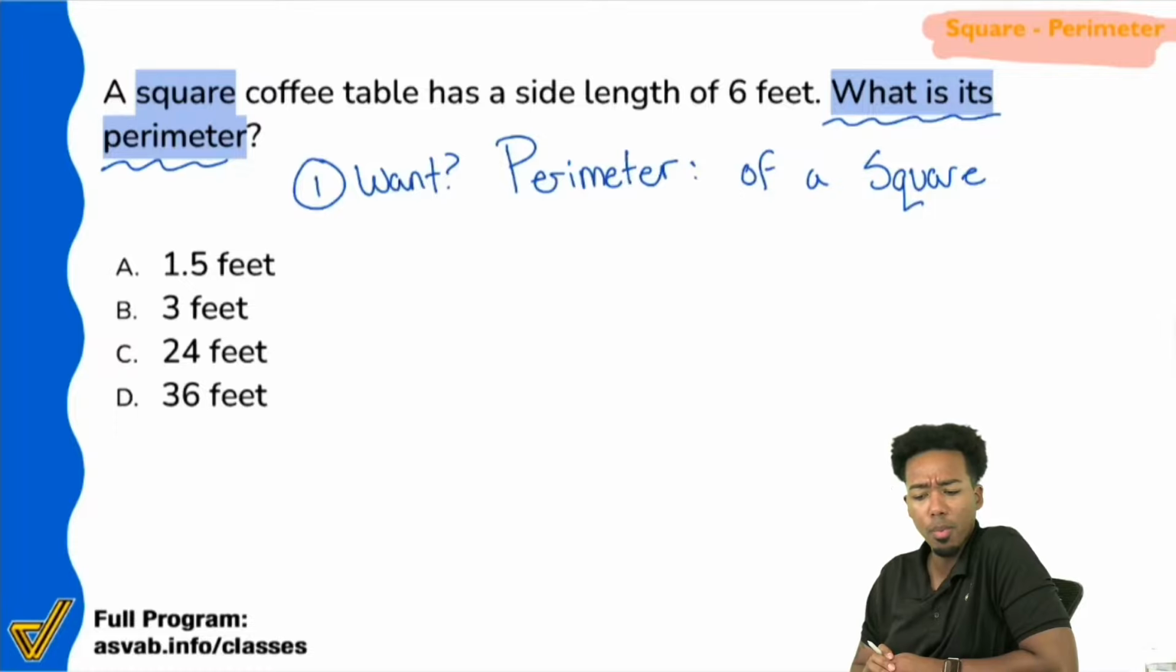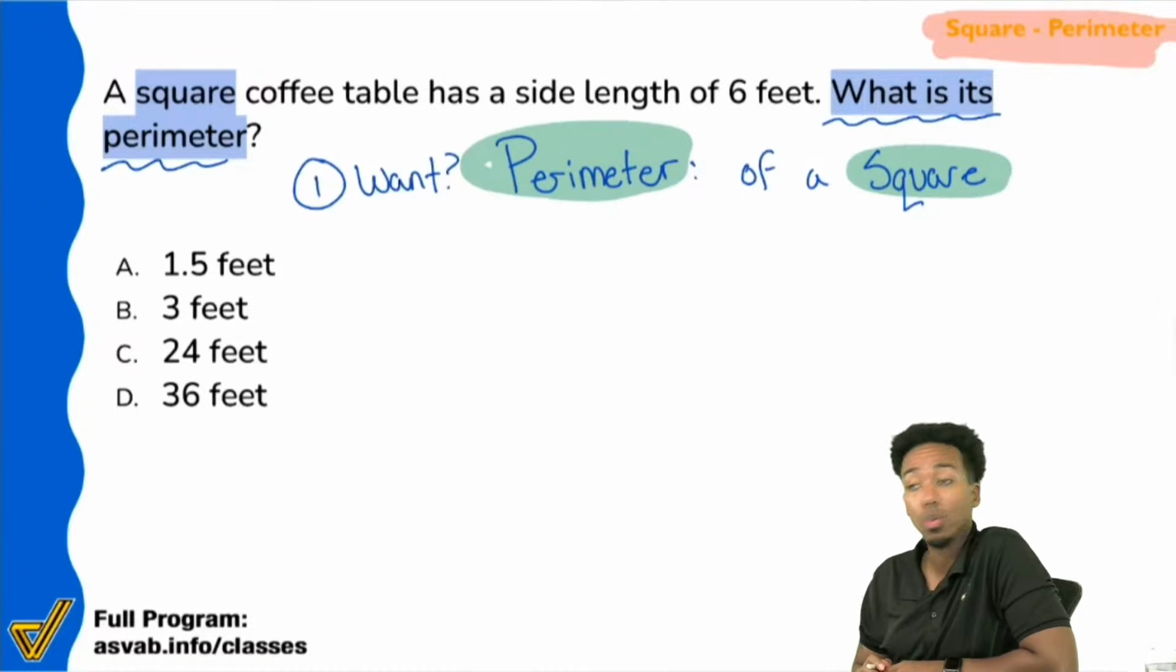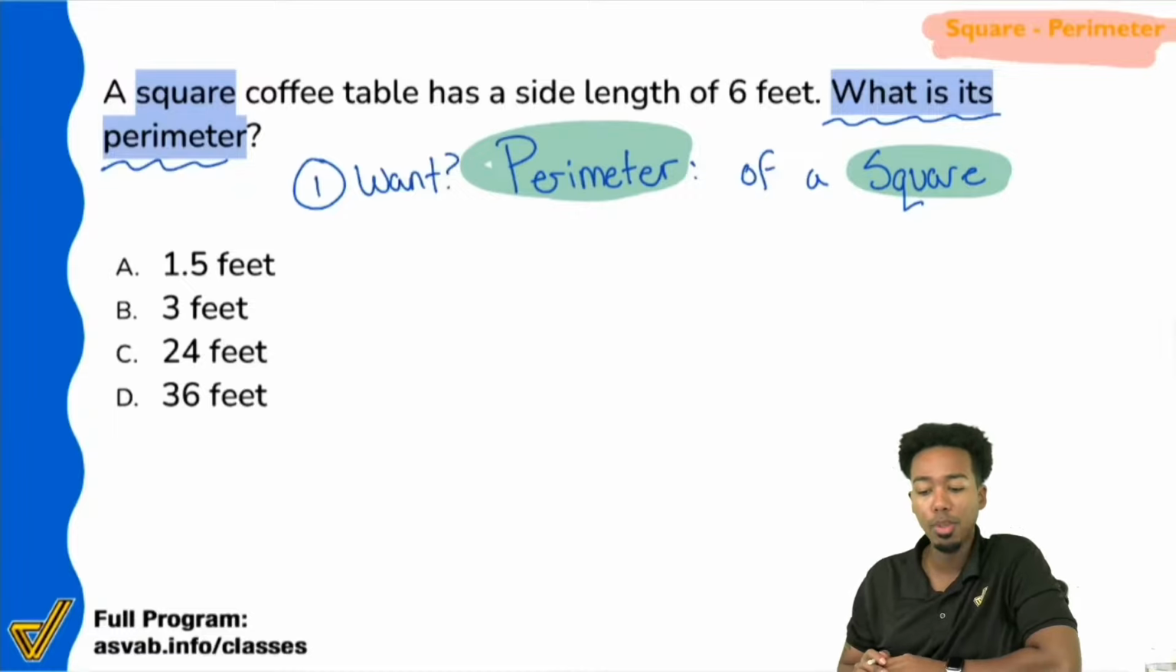No. Write the formula out for me. It's not a mystery. They tell you right here. The formula for the perimeter of a square. We're able to see that. We want the perimeter of a square. What is the formula for the perimeter of a square?